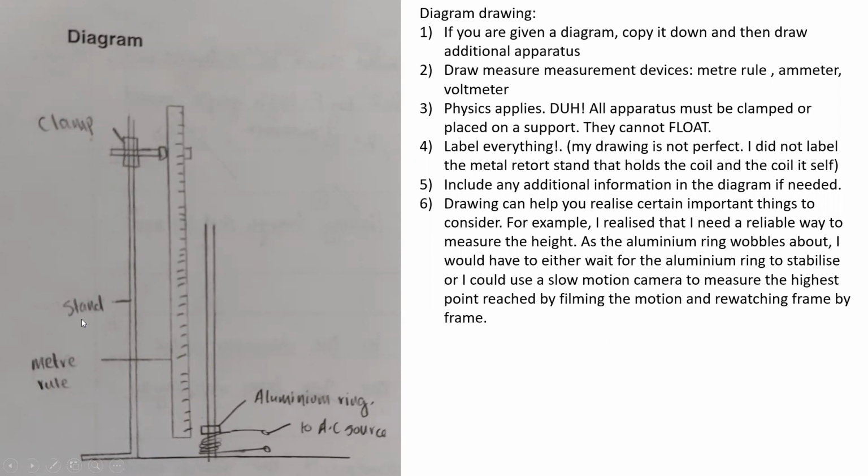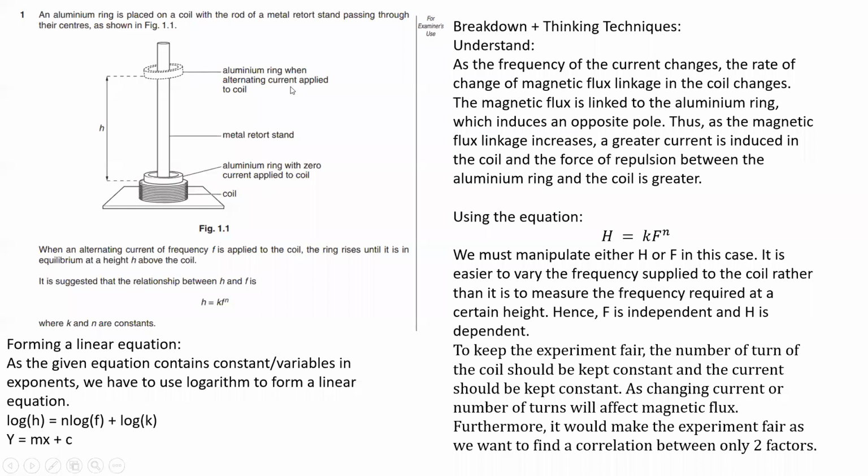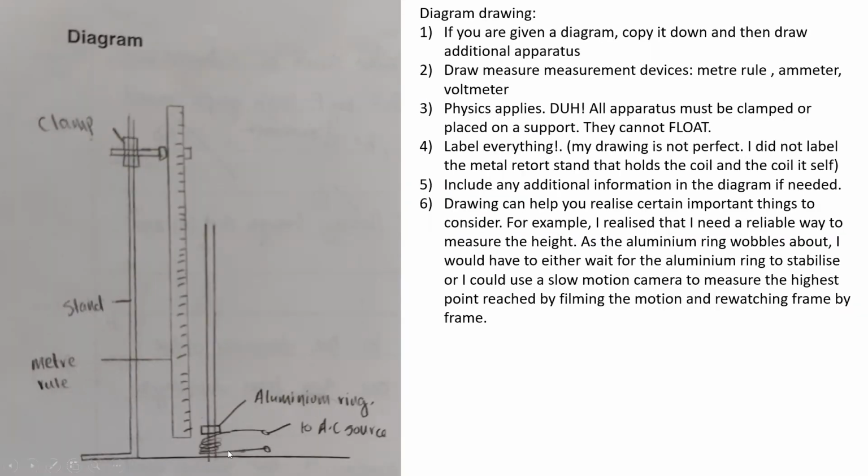Okay, and label everything. My drawing is not perfect. I did not label the metal retort stand that the coil is in, and I didn't even label the coil itself. But I have made improvements, and it's in the later slides. So include any additional information in the diagram if needed. We shall see later what it could be. It can be a camera, for example, and whatnot.